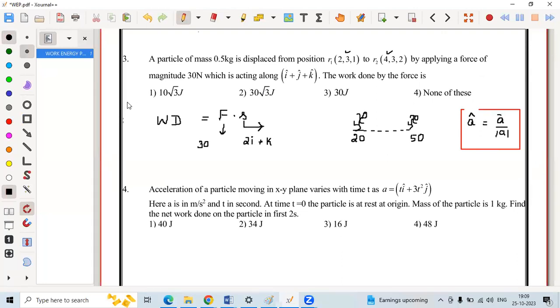Are you very confused? I'll give you a simple trick. See, tell me, is force scalar or vector? Force is a vector. Vector means it requires both number and direction. So the number is 30. What about direction? It is A by mod A. Here it is given i plus j plus k. I want a direction vector. Direction vector is nothing but A by mod A, that is i plus j plus k by its magnitude, root of 1 plus 1 plus 1, that is root 3. This entire thing plays the role of direction.